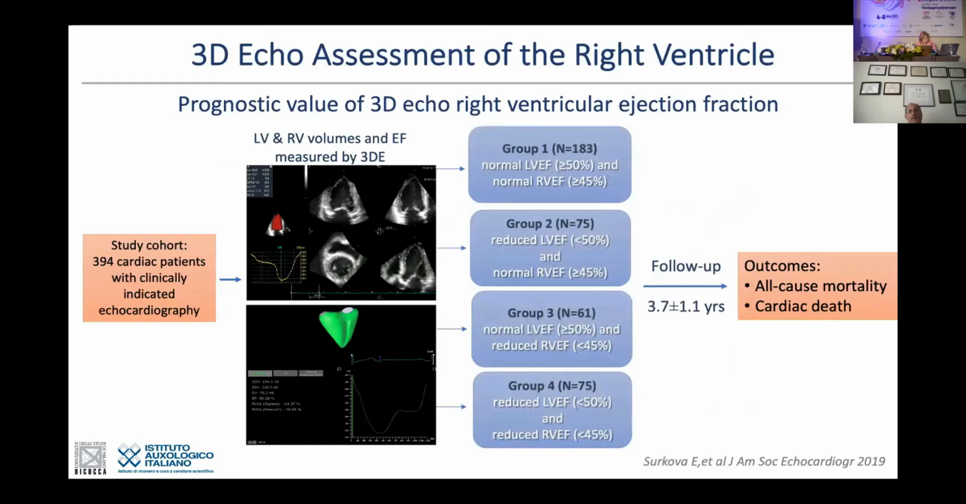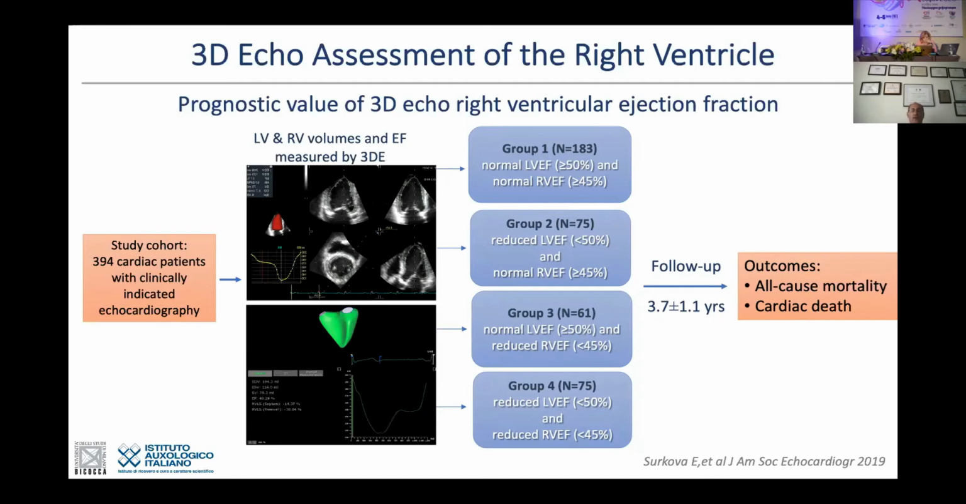Elena Surkova went further in another study. She wanted to look at the relative prognostic value of left ventricular and right ventricular ejection fraction. Almost 400 patients were divided in 4 groups according to 3D ejection fraction of the left and the right ventricle. Group 1 were the patients with the normal left and right ventricular ejection fraction. Group 2, the reduced left ventricular ejection fraction with the preserved right ventricular ejection fraction. Group 3, the reverse, normal left and reduced right ventricular ejection fraction. And group 4, where both ventricles were dysfunctional.